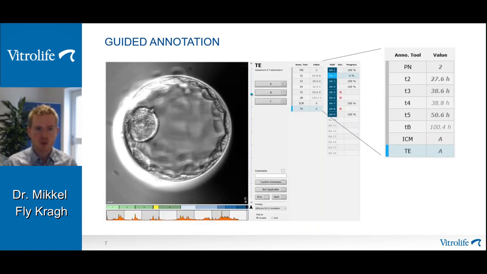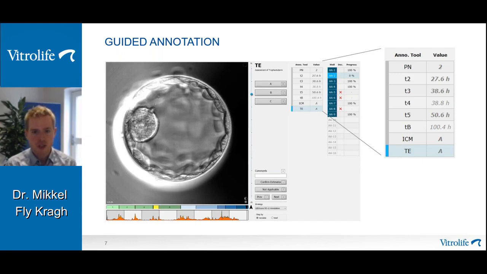The automated blastocyst grading method has recently been integrated into the guided annotation tool that's available with the Vitrolife EmbryoScope systems. Guided annotation now uses AI-based algorithms for estimating both morphokinetic events in terms of timing estimates and morphological parameters in terms of PN count and scores for the inner cell mass and trophectoderm.